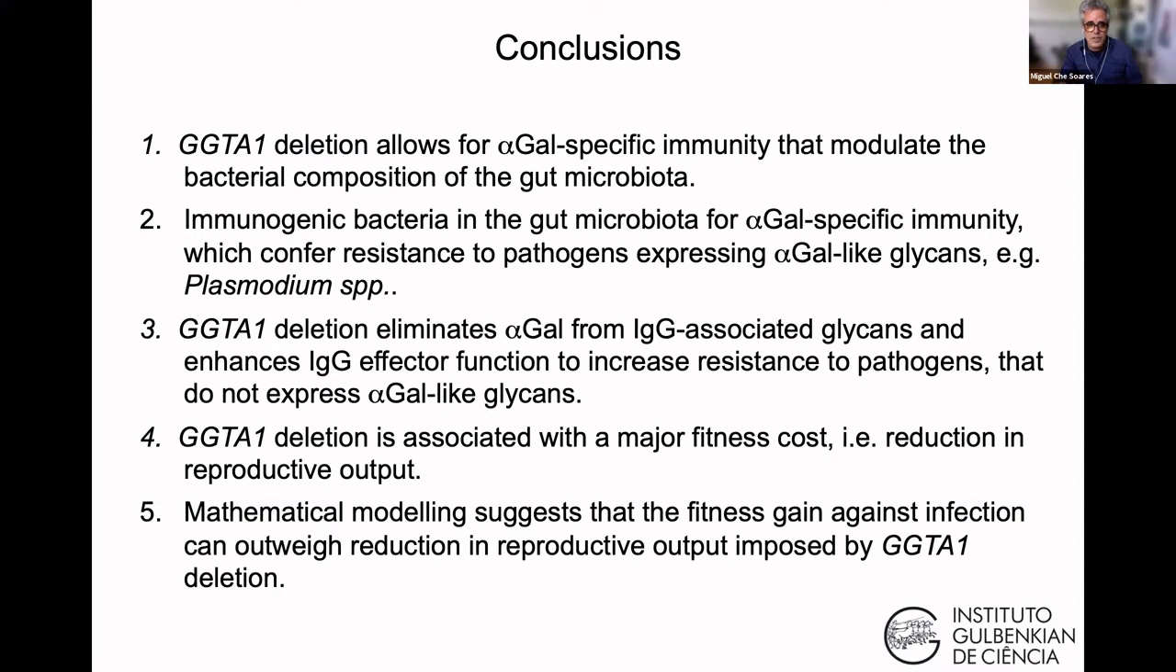Deleting GGTA1 from the IgG really changes the effector function in a way that you can actually change protection against pathogens, irrespectively of the ability to produce alpha-gal. There's a trade-off to this, which is very high, which is a reduction in reproductive output. But mathematical modeling suggests that these things wear off, and you're better off, even with this trade-off, to lose GGTA1.